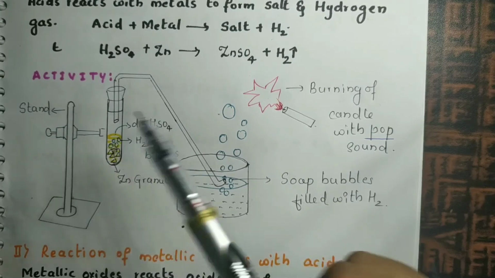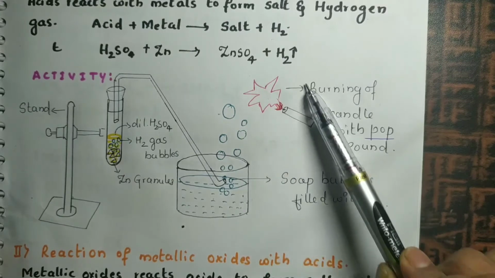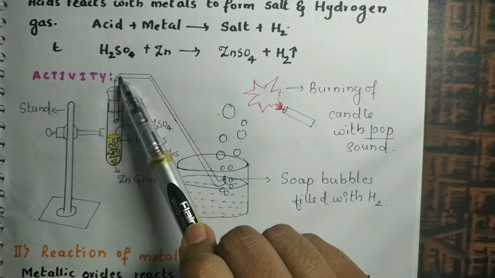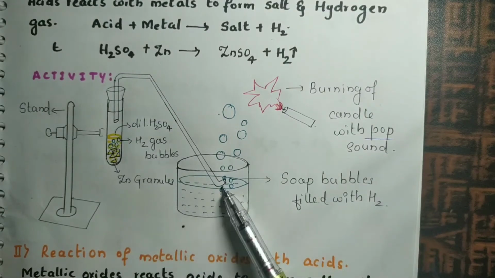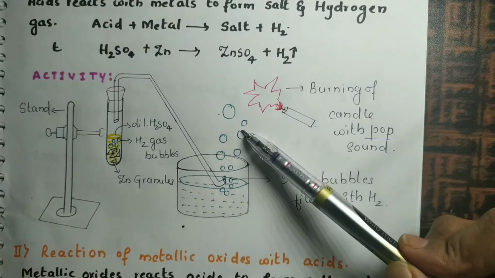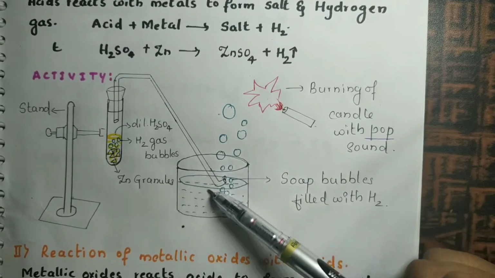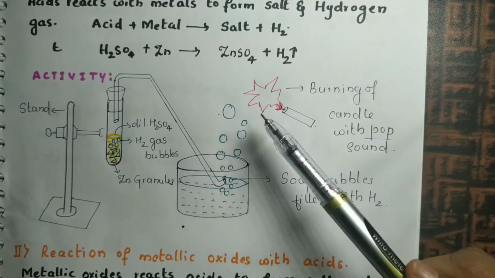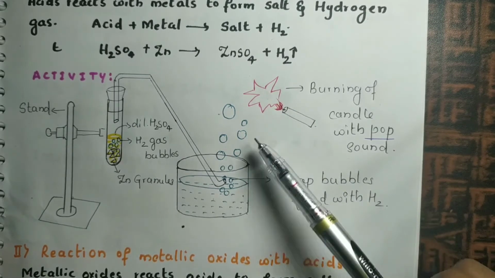How to know that? Hydrogen gas always makes a pop sound while burning. So when the hydrogen gas is released, it comes through a tube and is released here. It forms hydrogen soap bubbles here. When it reaches outside this beaker, we bring the burning candle here, which makes the pop sound. That indicates that hydrogen gas is released in the reaction.